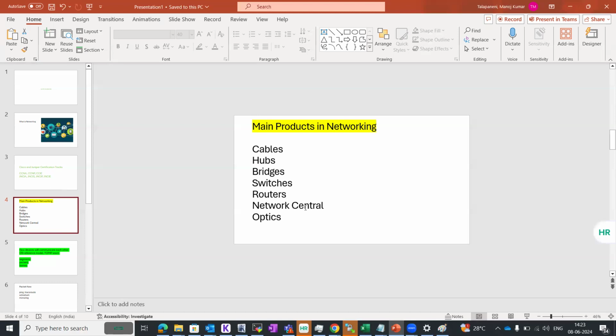Then what is Network Central? This is one application through which we can push configuration to the devices without the CLI. With the help of Network Central, we can push configuration to the devices by using API calls. And lastly, what is meant by optics? Optics are where we use fiber cables.